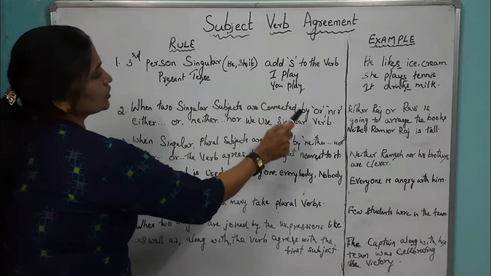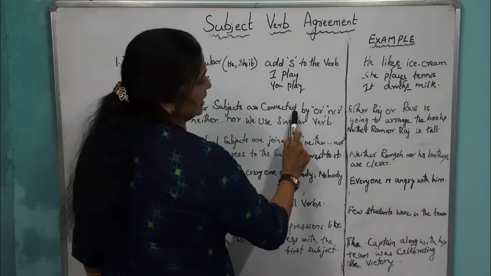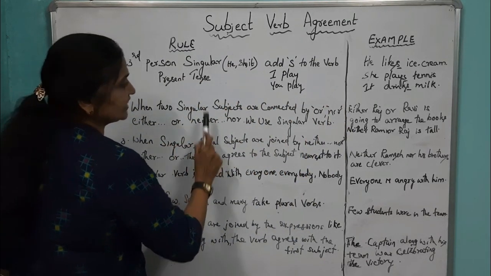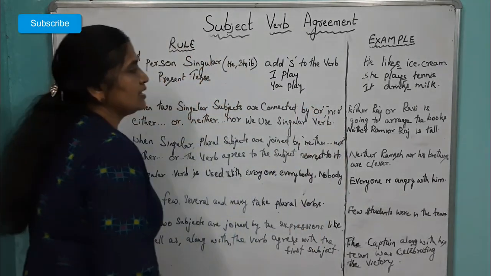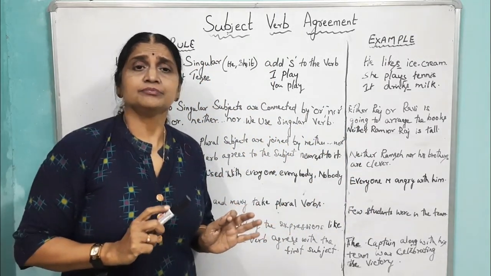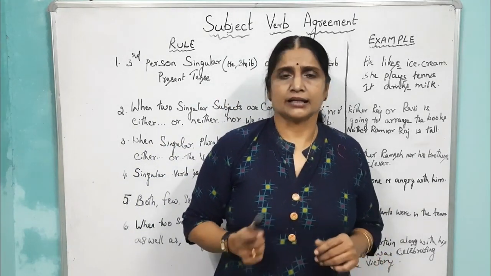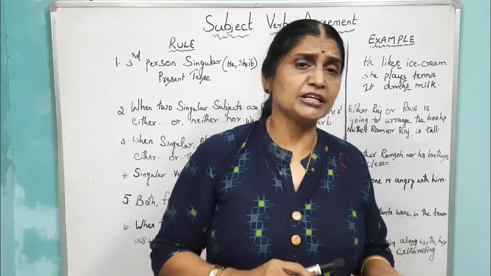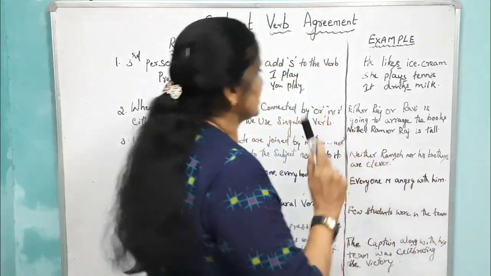Now let's go to the second rule. What does the second rule say? When two singular subjects are connected by or, nor, either...or, neither...nor, we use a singular verb. Now, what is the meaning of either...or? That means this or that. What is the meaning of neither...nor? Both are not there. That is the meaning.